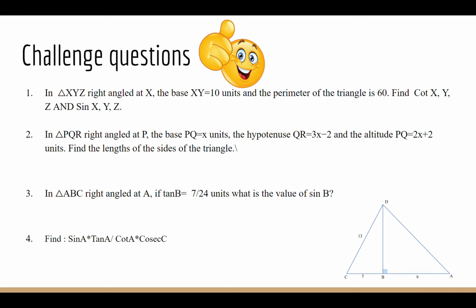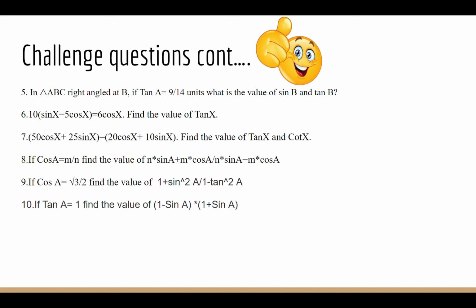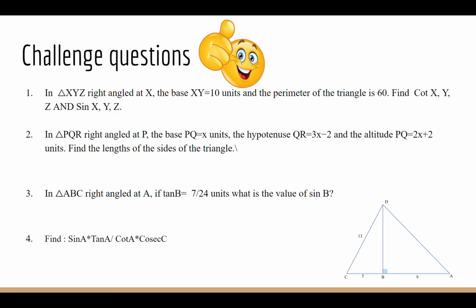I will now be reading out each of these 10 questions. So question number 1. In triangle XYZ, right angle at X, the base XY is 10 units and the perimeter of the triangle is 60 units. Find cot XYZ and sine XYZ. So this time I've just given you one side and the whole perimeter.